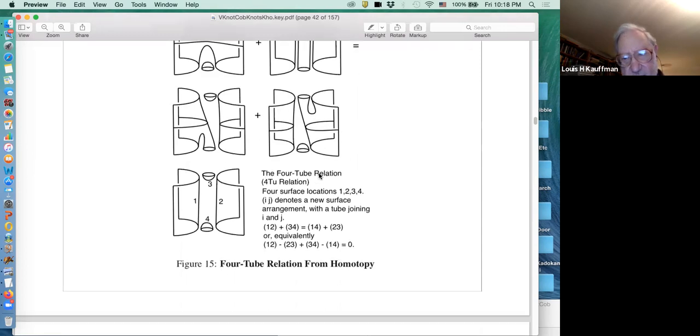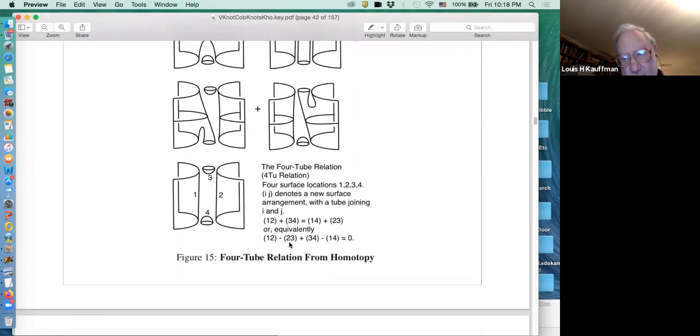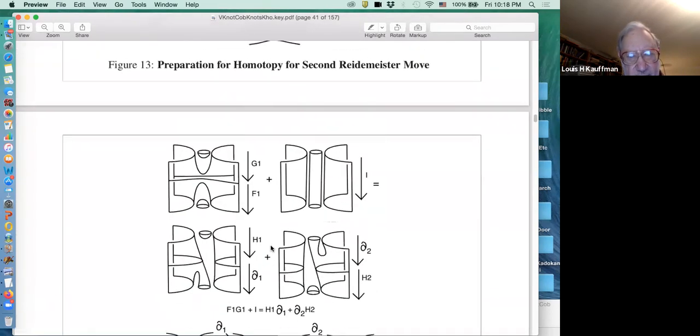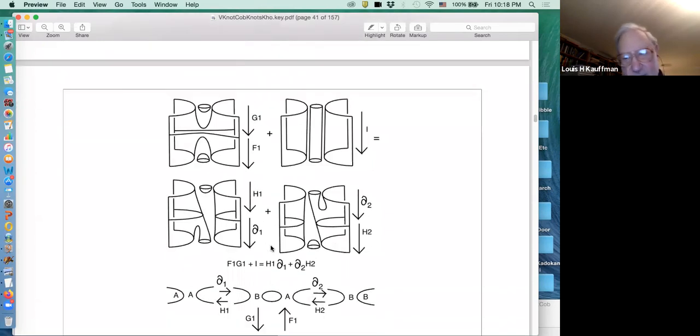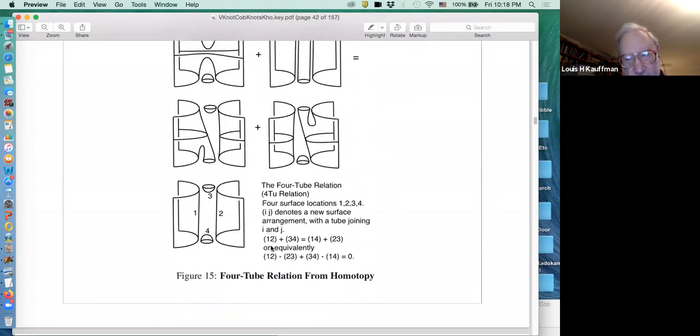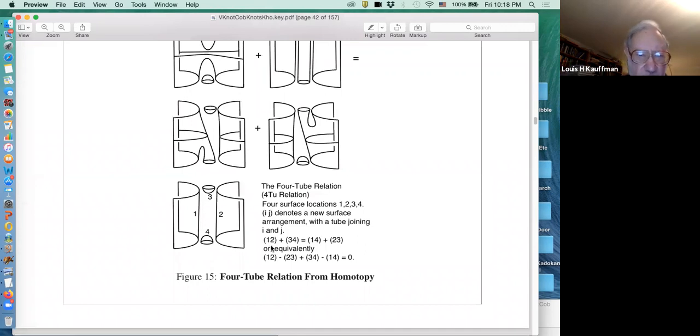So the pattern is essentially 1, 2, minus 2, 3, plus 3, 4, minus 1, 4, meaning the tubings between the bits of surface should be equal to 0. So this is Dror's observation that if you started with thinking of nothing but the cobordisms themselves, you didn't have any algebra, then you would get the essential thing that you need for the invariance by factoring the cobordism theory by this relation, which he calls the 4-tube relation.